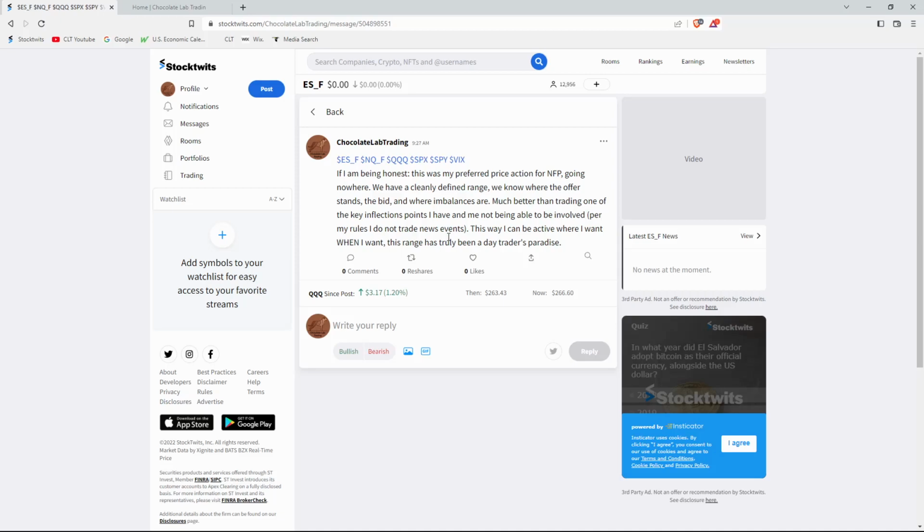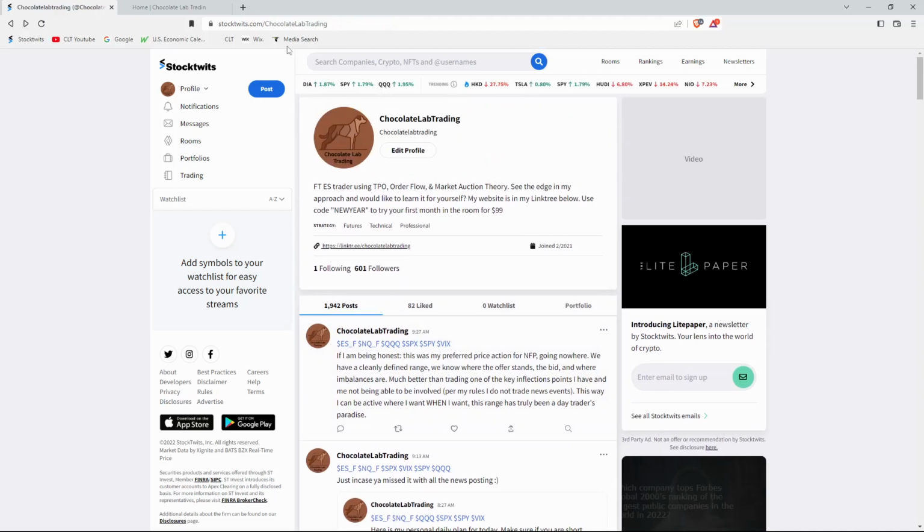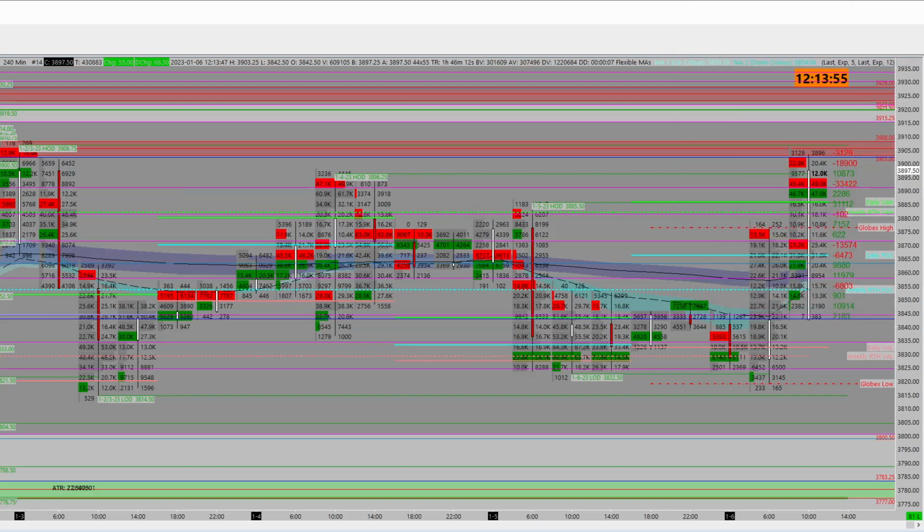The key inflection points, you want to be active in the market, but when is arguably, I think, more important than the where, or where rather. I'm sorry. So that's it from here. Let's look at the order flow. So here, of course, is the 4-hour chart.